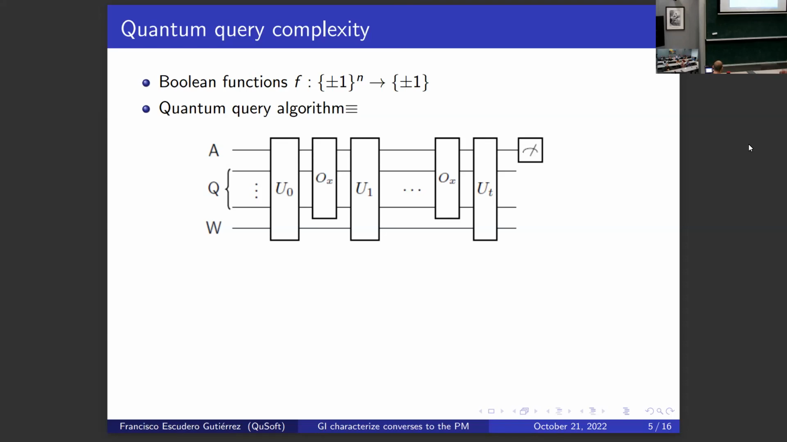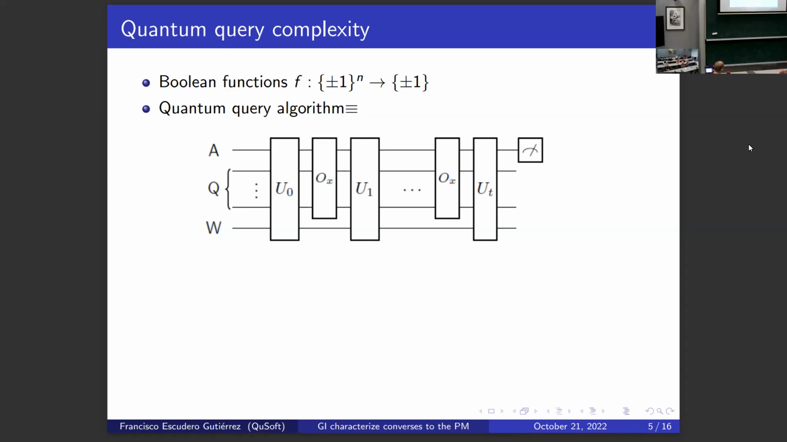The measurement is going to be 1 if we measure the qubit 1, and if we measure the qubit 0, the output is going to be -1. So at the end of the day, a quantum query algorithm is an algorithm that uses this oracle gate t times, and at the end we have a measurement.